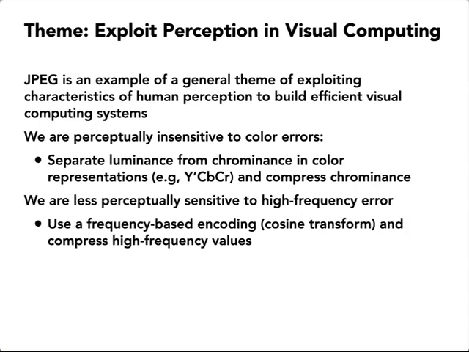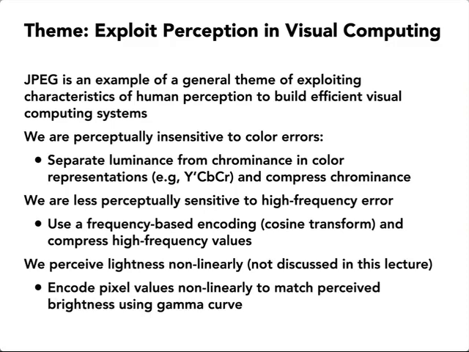We're less perceptually sensitive to high frequency errors. So we use this frequency-based encoding and a cosine transform to accomplish that. And we compress out high frequency values, trying to drive them to zero. We also perceive lightness non-linearly. That was not actually discussed in this lecture, but we encode each of the pixel values in JPEG non-linearly to match the perceived brightness that we get using something called a gamma curve. Okay, so that's one more example of this general theme, though not one that I described in detail in this particular lecture. All right. Okay, so that's the entry point for the image processing lecture, the end of JPEG.